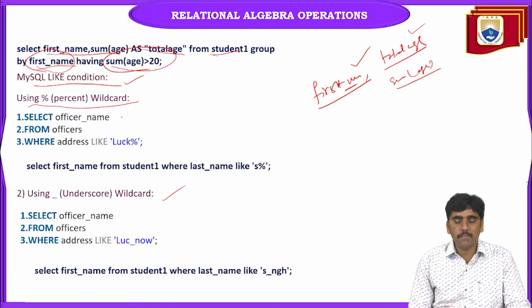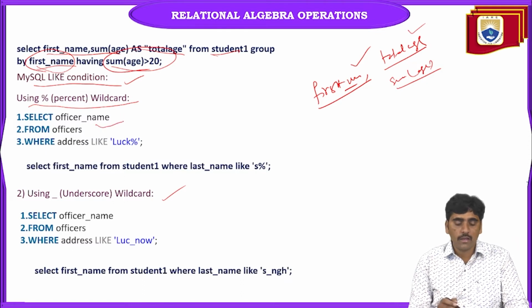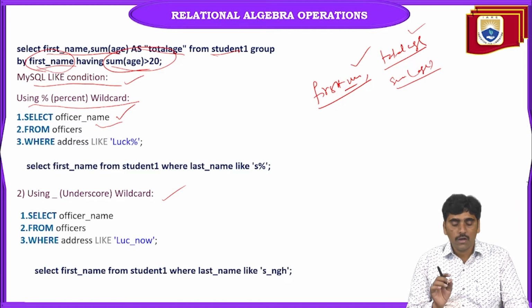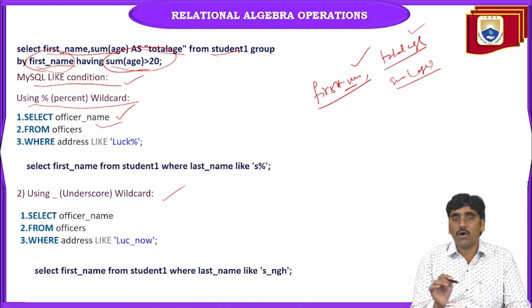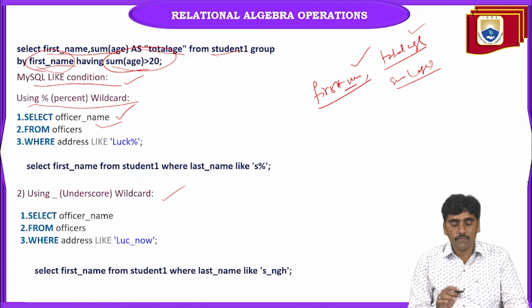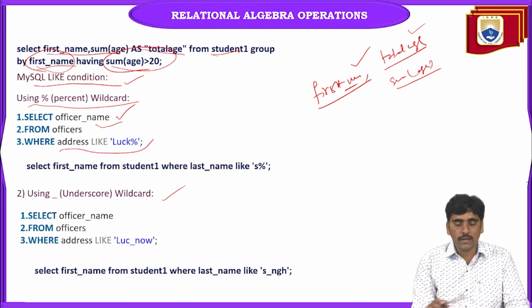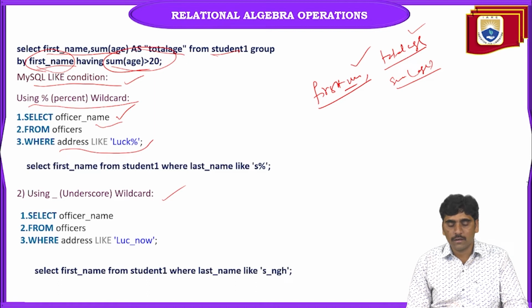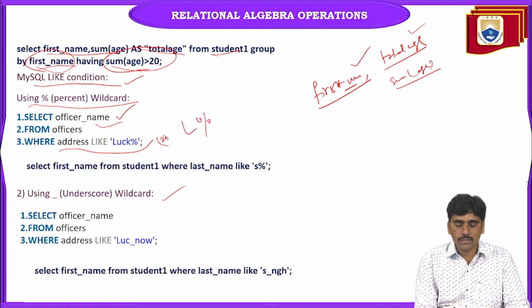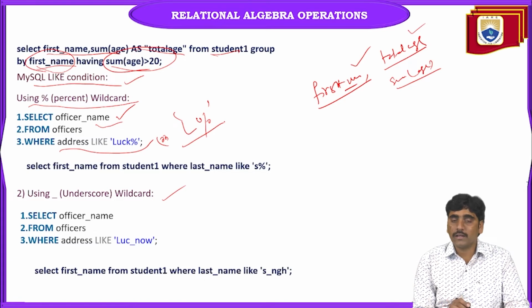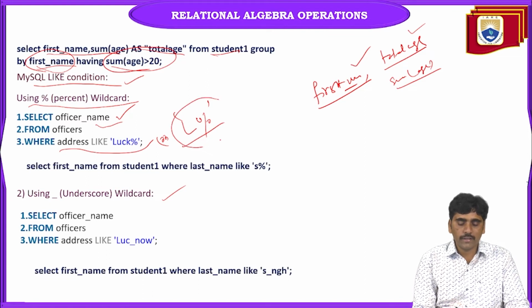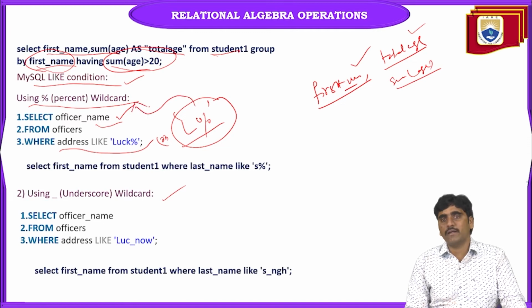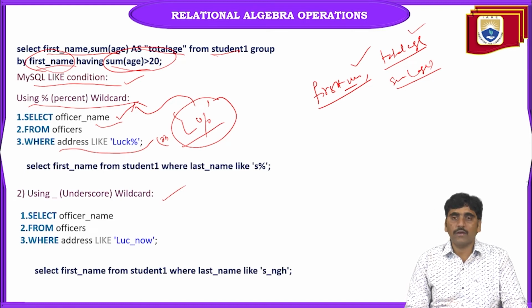SELECT officer name FROM officer. That means I am going to display only the officer names, from the officers table, WHERE address LIKE 'Luck%', or else you can specify simply 'L%' also. That means whoever's address starts with the letter L, all those officer names will be displayed.